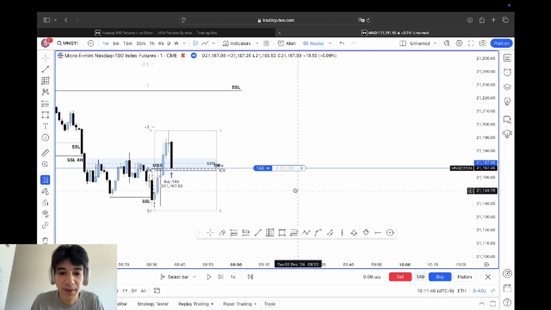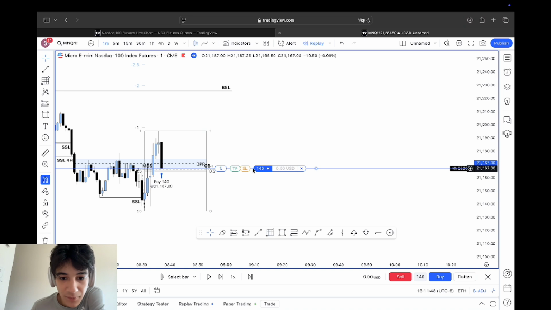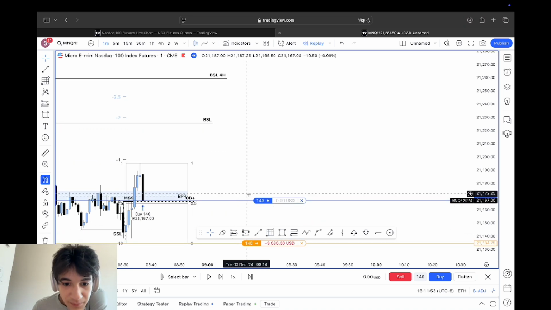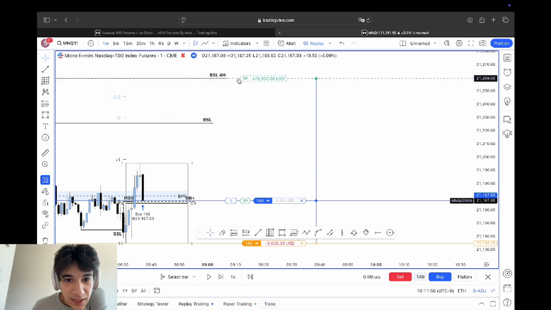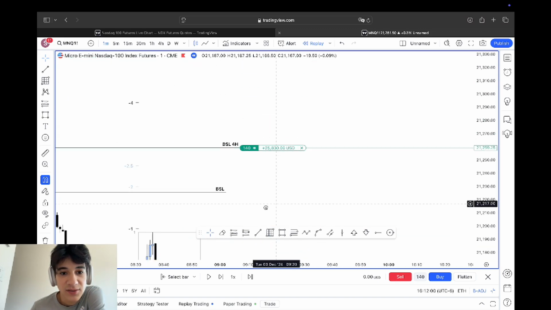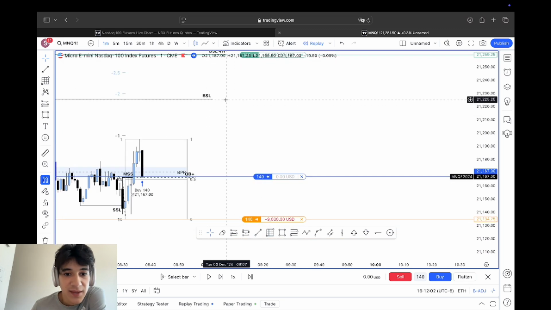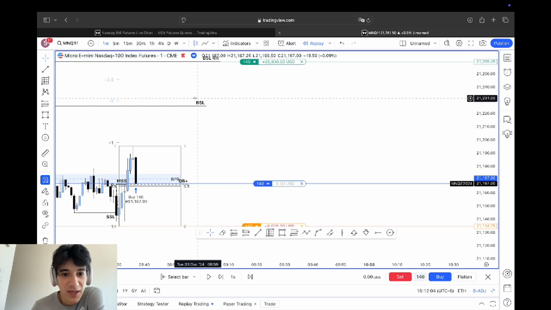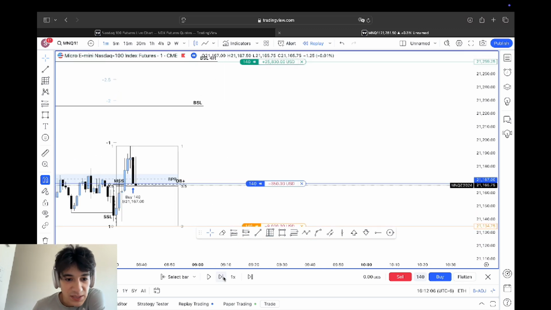Boom, I was in my buy position. Stop loss at this premium, TP at these highs, final TP at those highs, and then I'll take partials off once this buy side's hit. And so we see, boom, we get the craziest rejection.